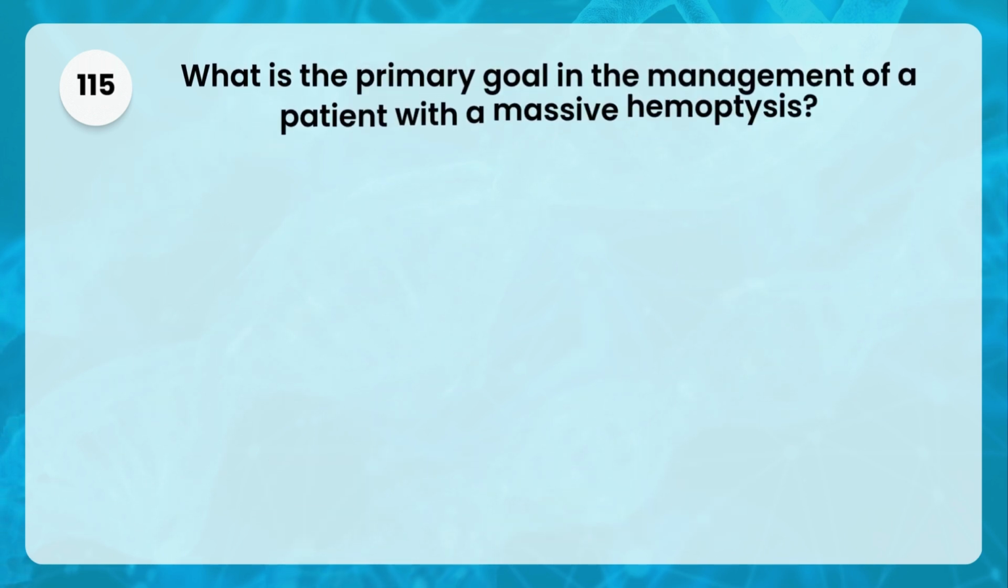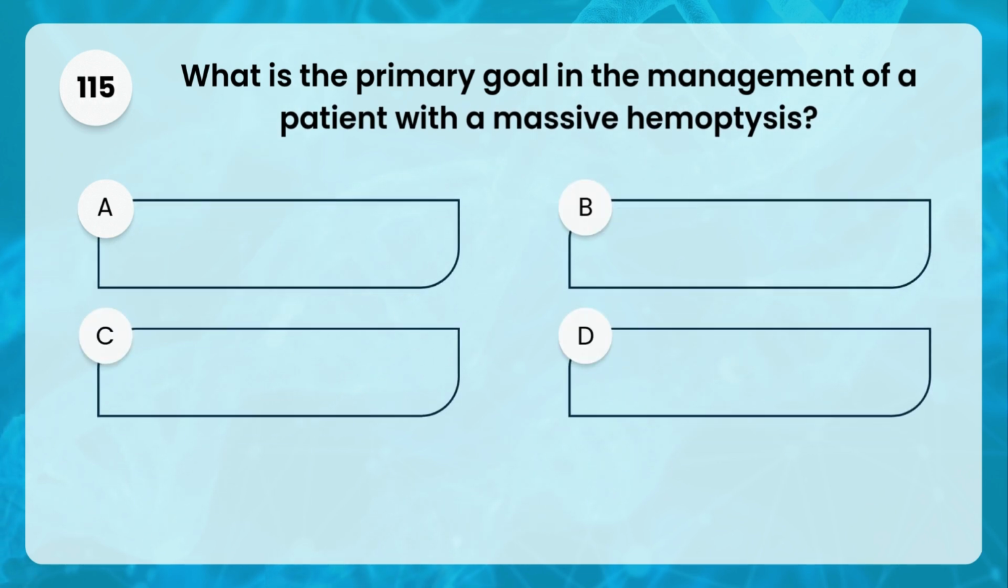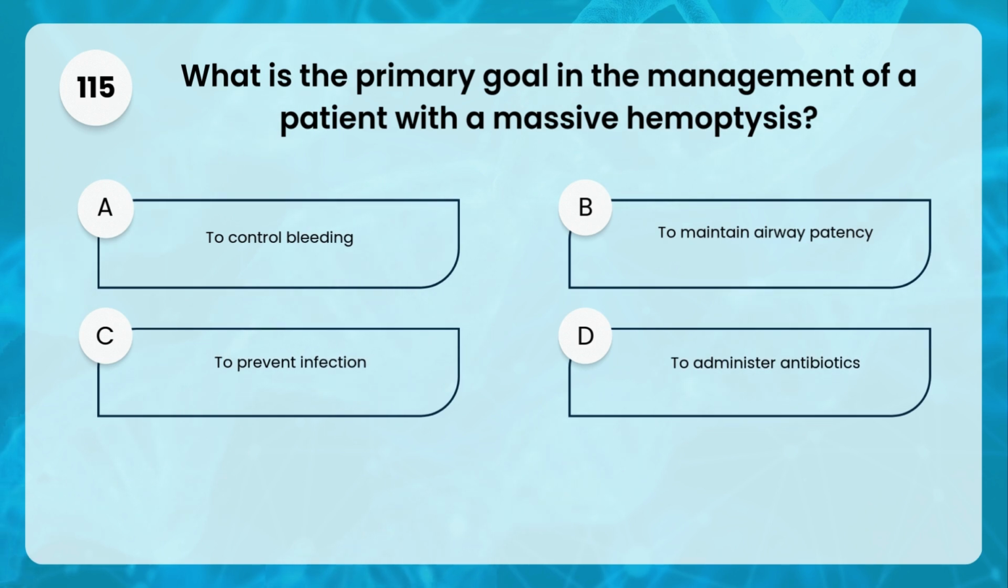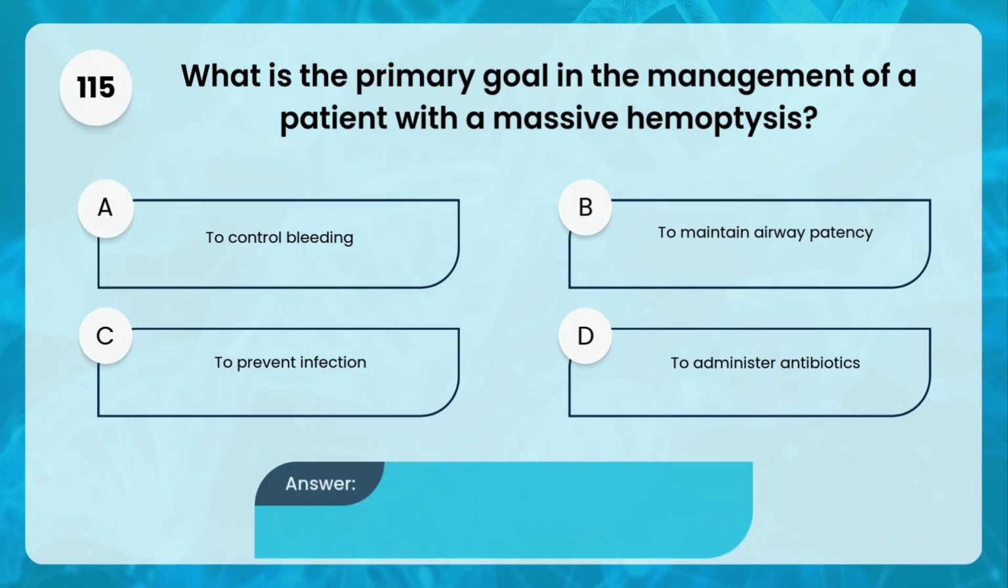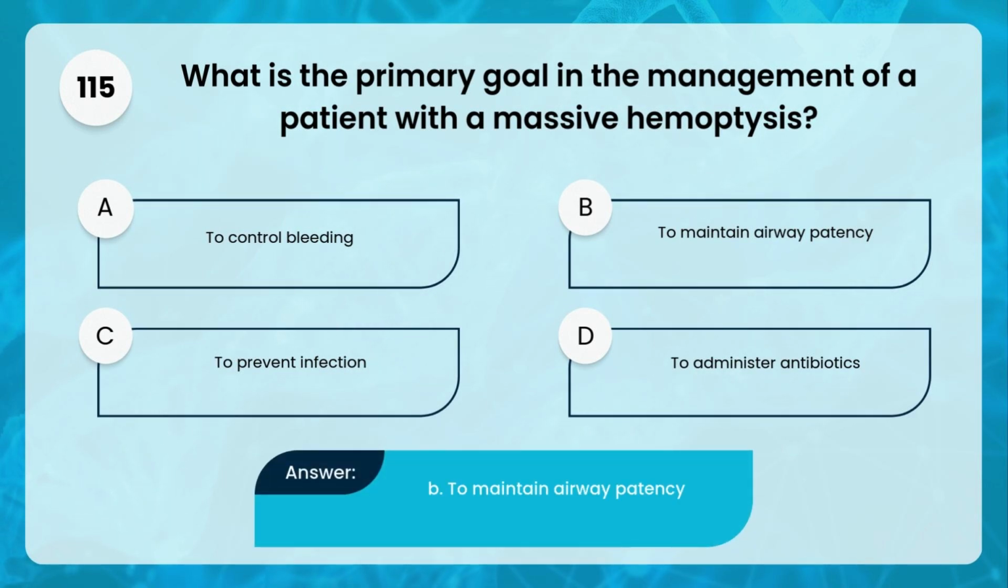115. What is the primary goal in the management of a patient with a massive hemoptysis? A. To control bleeding. B. To maintain airway patency. C. To prevent infection. D. To administer antibiotics. The answer is B. To maintain airway patency.